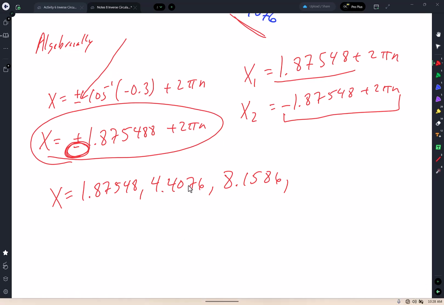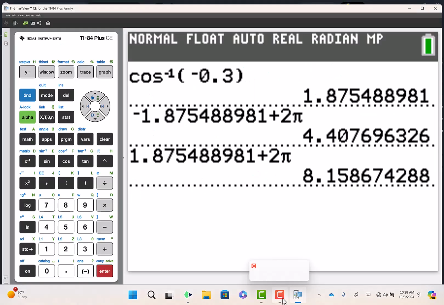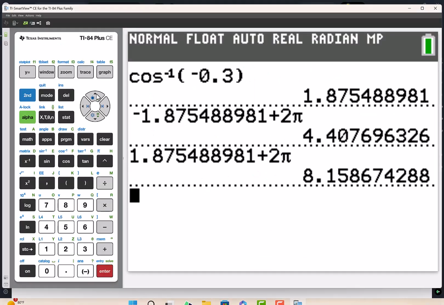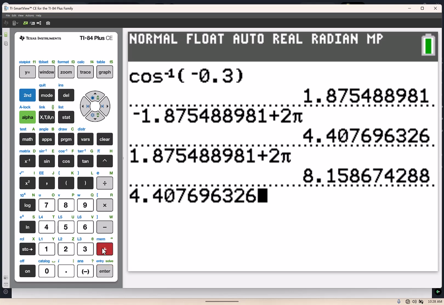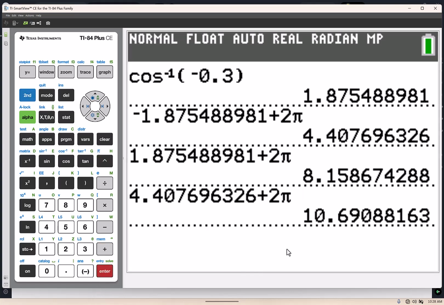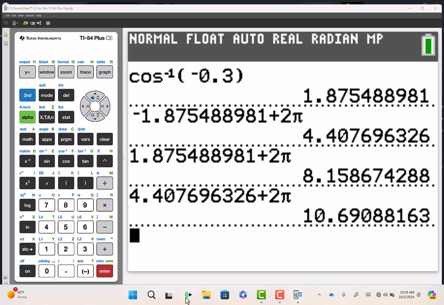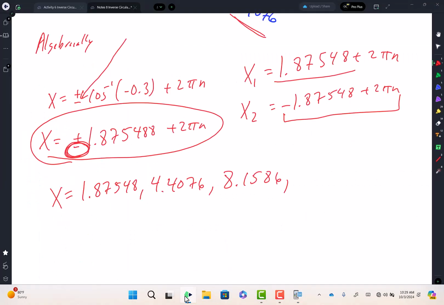How do I get the fourth one? Add 2 pi to which one? The 4.4 or the 8.1? Yeah, the 4.4, which is coming from x2. That's like saying n equals 2, guys. So I'm going to go to 4.4, scroll up, and then push enter, and then go plus 2 pi. Enter. 10.69088. Did we get it right?